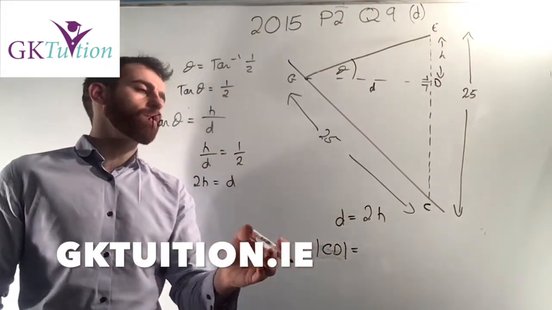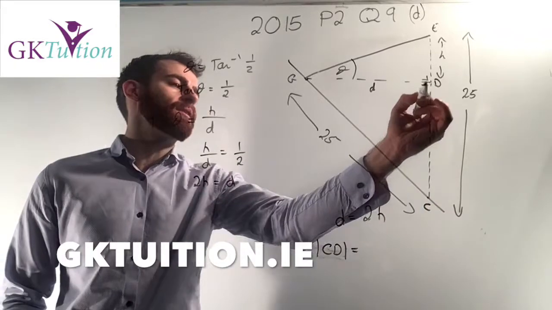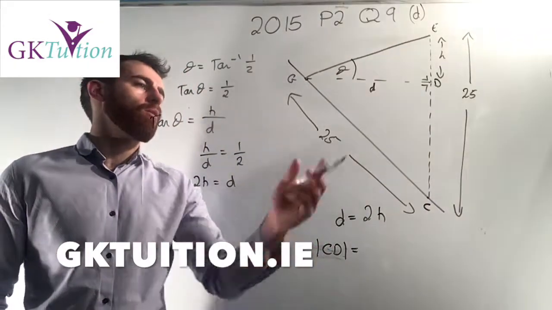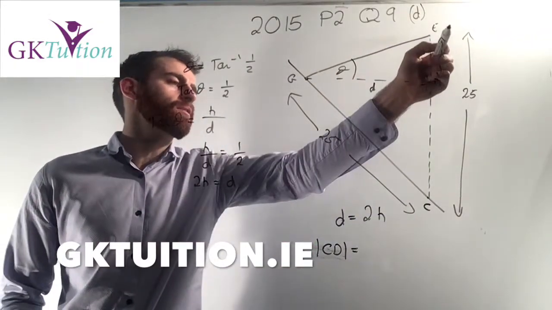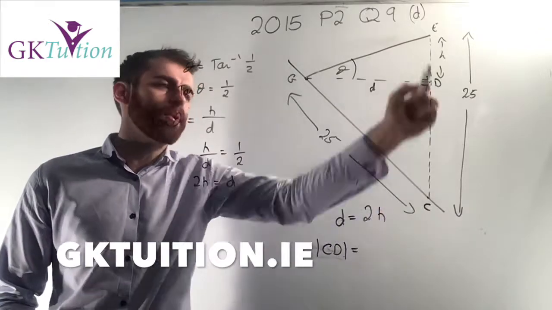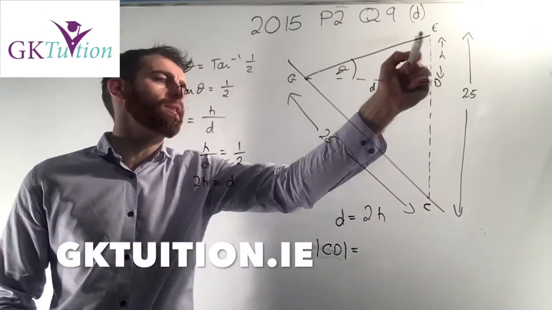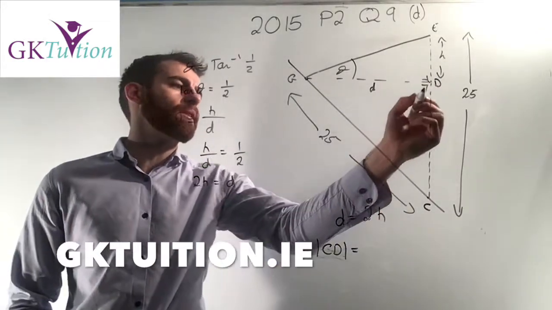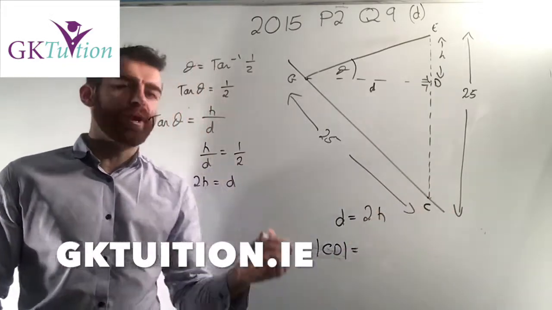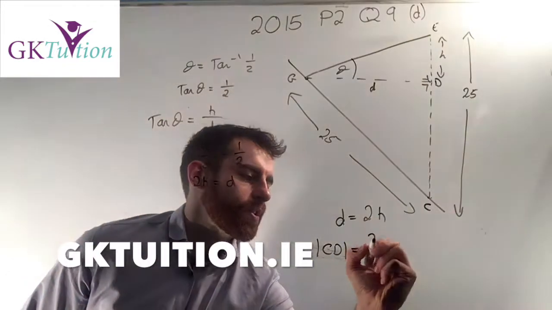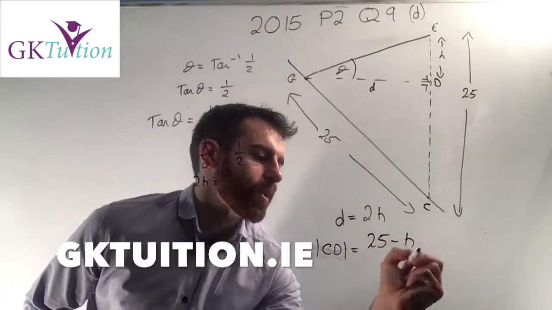For the second one, you've just been asked to get the distance CD in terms of H. Well, I know that the entire distance from E to C is 25 meters, and I know the distance from D to E is H, which means clearly the distance from D to C is 25 minus H. So for CD, I can just put it in as 25 minus H.